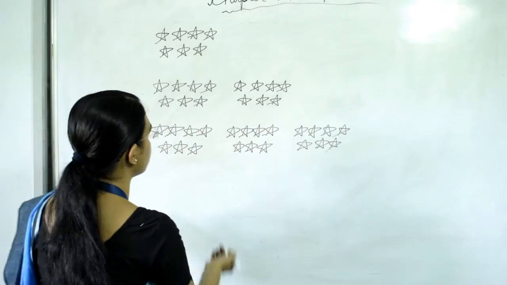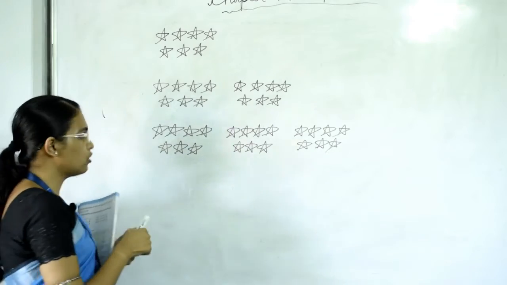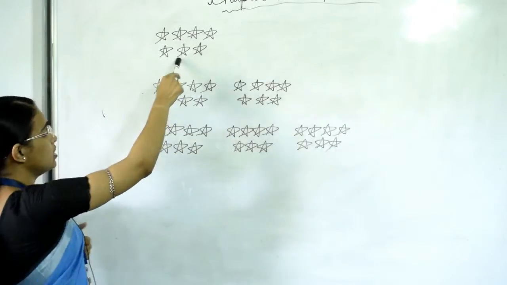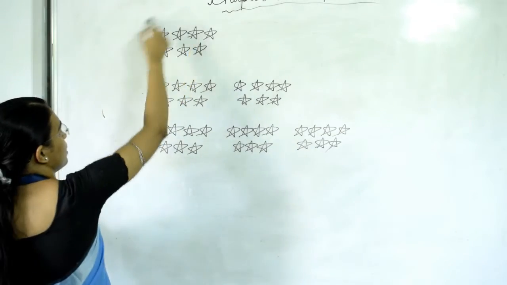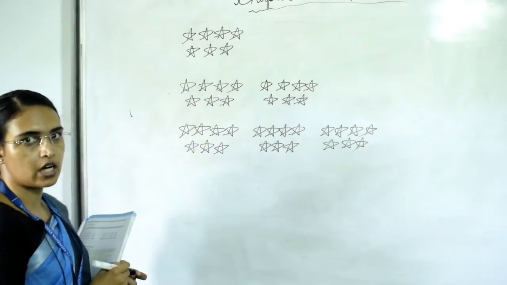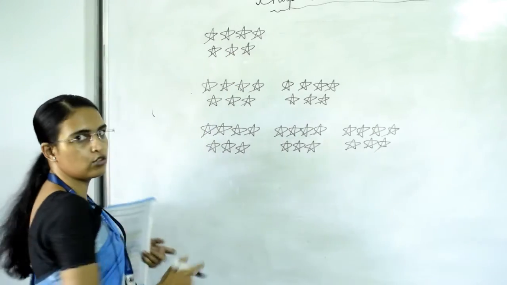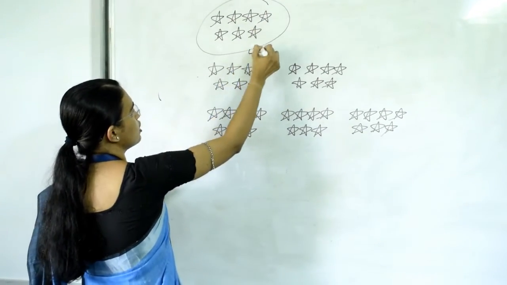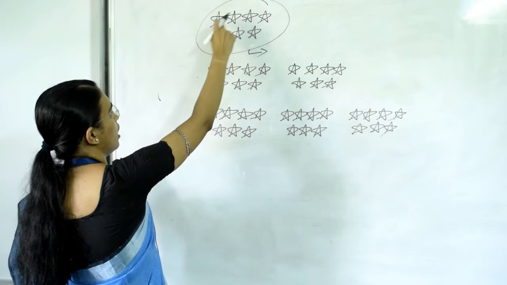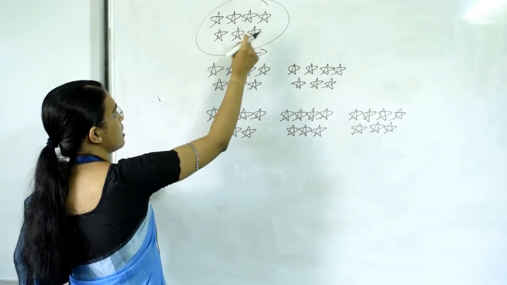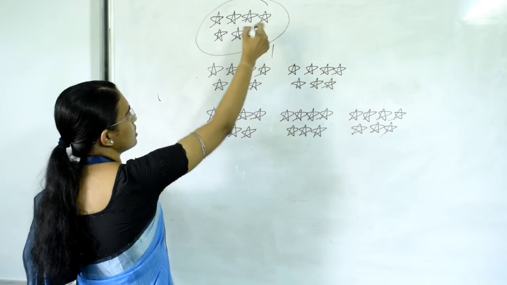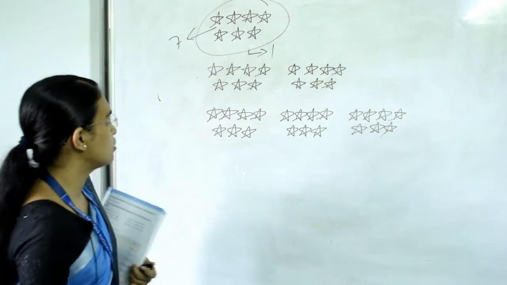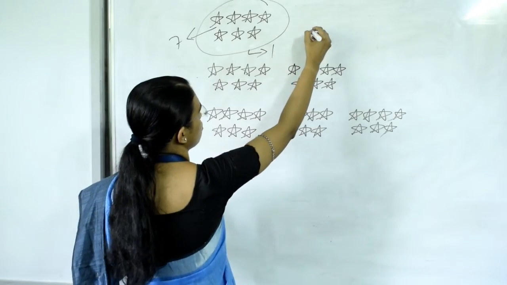Okay, now we are doing table of 7. Now look here, we have a few stars here, but how many bunches or groups of stars? One group, right? So we have only one group of stars, and each group has how many stars? 1 2 3 4 5 6 7. So one group of stars, and how many stars? 7. So that means you can write in this way.